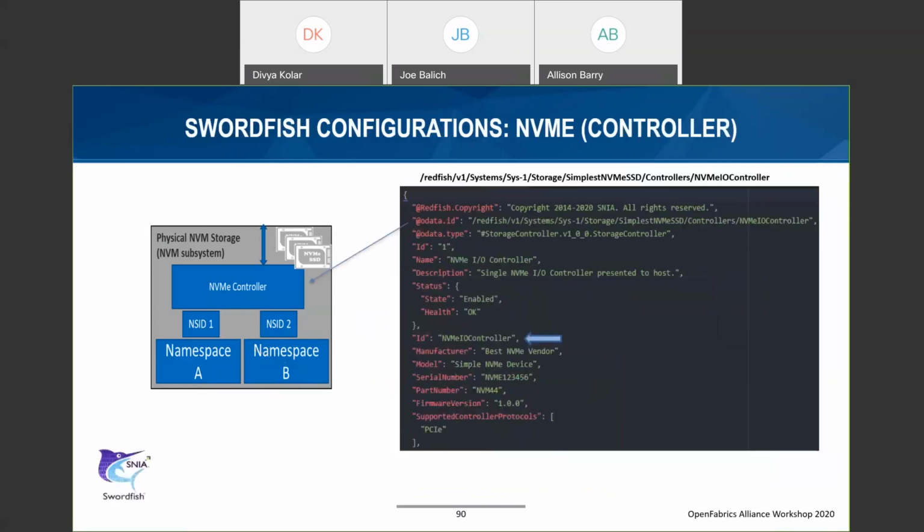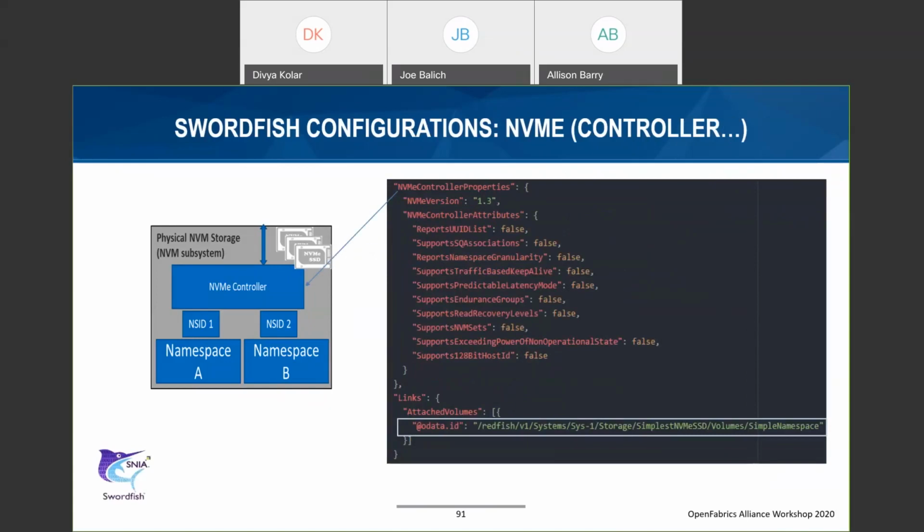Now moving on to controllers. We have seen how namespaces were defined, and let's see how controllers are defined. Again, at the top we have an OData ID which shows the path where this controller sits. We have seen that this is also part of the NVMe subsystem, and it is under the controller collection. This controller is called NVMe IO controller, and that is specified by the ID. And we have a bunch of other things like model, manufacturer, etc. for this one. There are other controller properties that are being defined. I could not fit them in this slide, so I put them in the next slide. So let's go to the next slide.